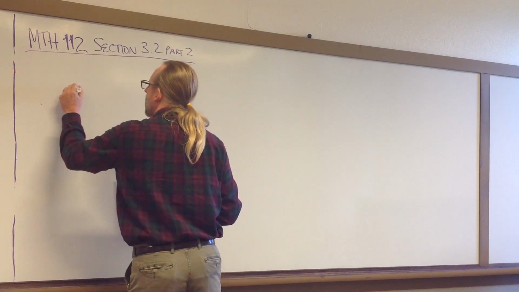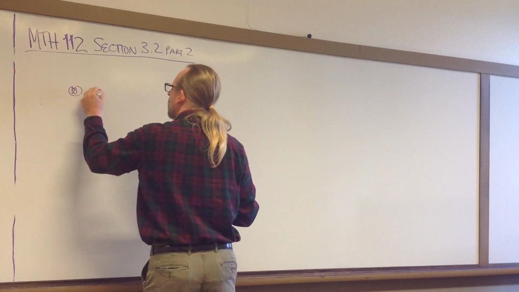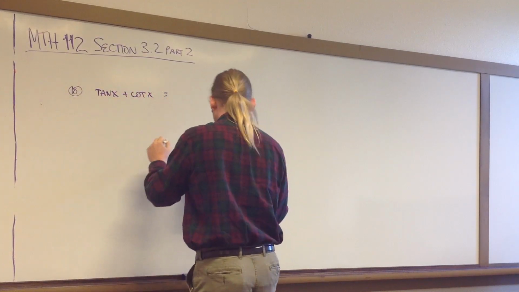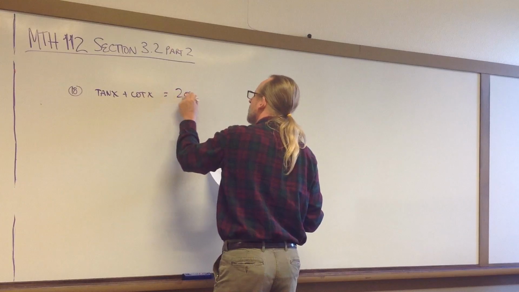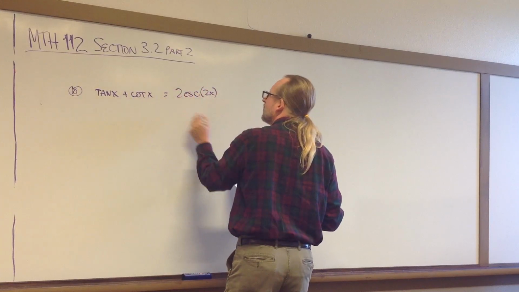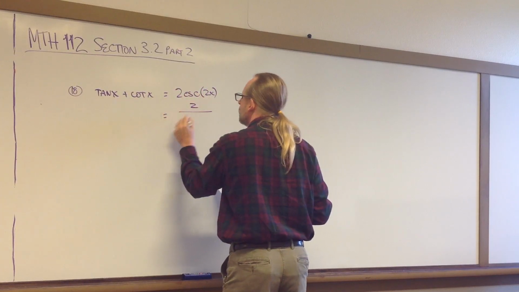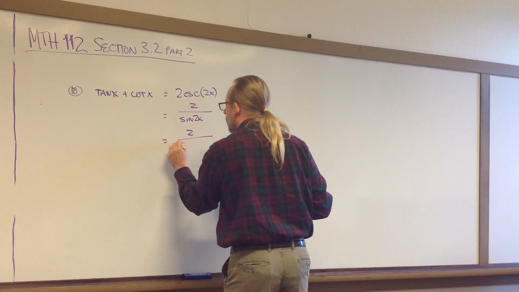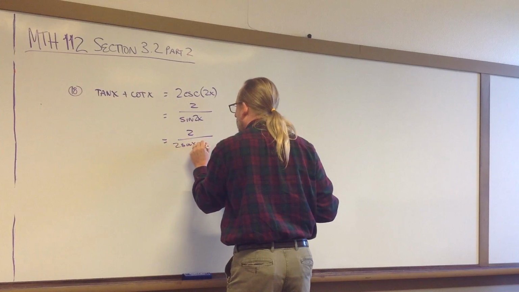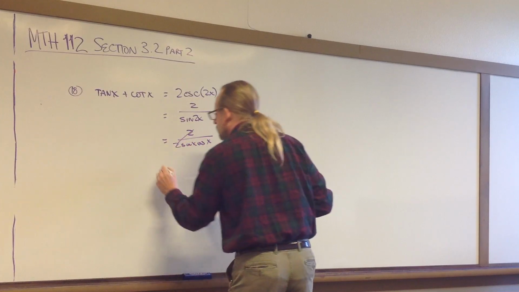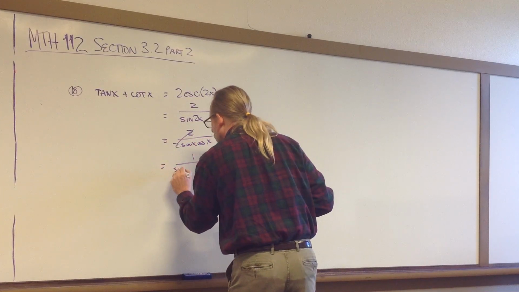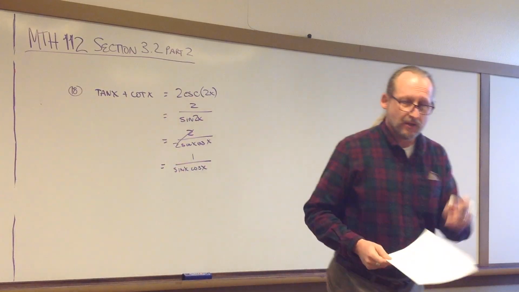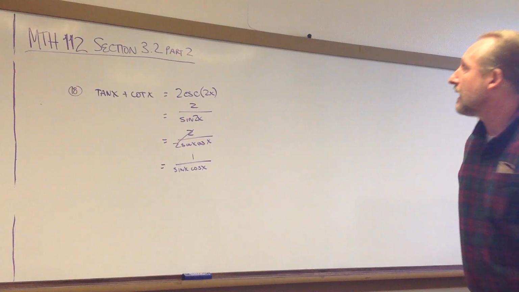Problem 18. So tangent x plus cotangent x is 2 times the cosecant of 2x. So this is 2 over sine of 2x. So those 2's cancel, so this is 1 over sine x cosine x. So that's where we're headed over on the other side.